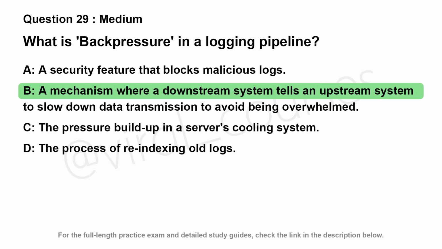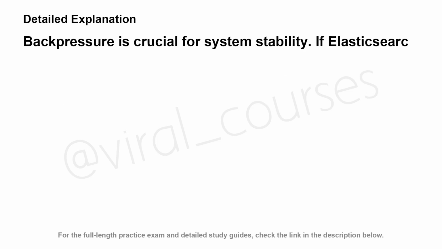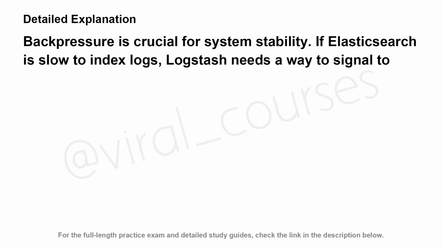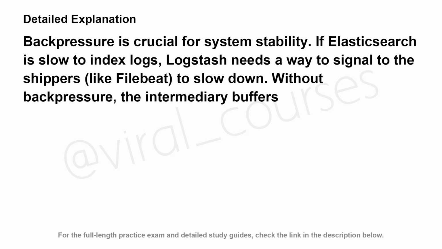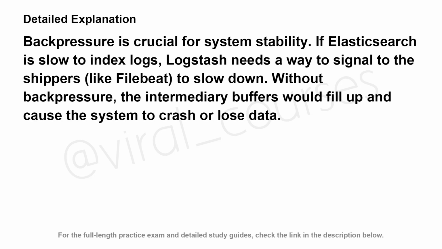The correct answer is B. Backpressure is crucial for system stability. If Elasticsearch is slow to index logs, Logstash needs a way to signal to the shippers, like Filebeat, to slow down. Without backpressure, the intermediary buffers would fill up and cause the system to crash or lose data.